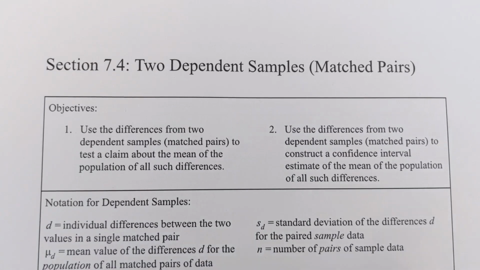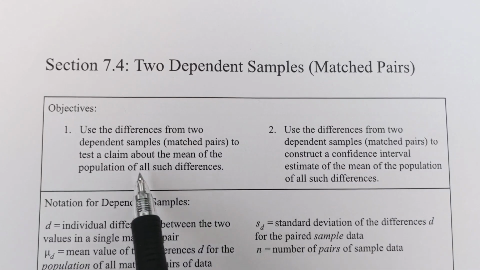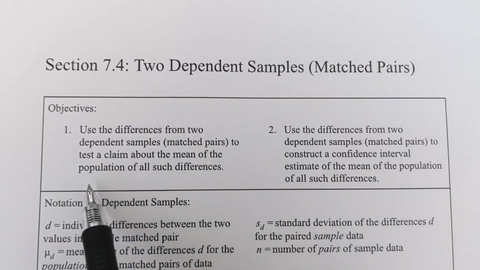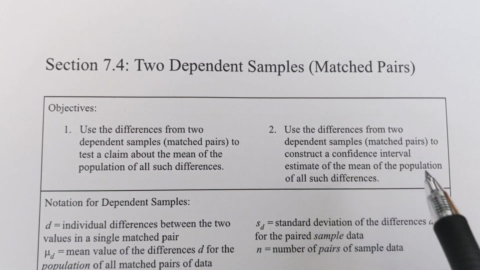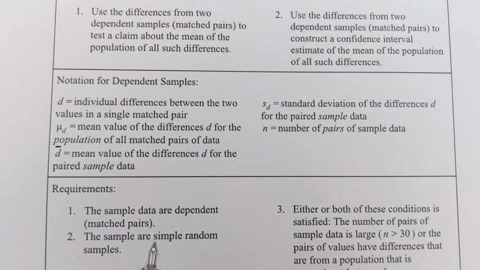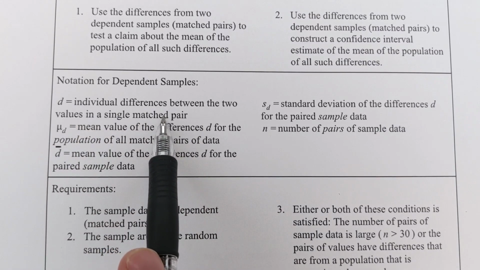All right, here we've got the notes for section 7.4, two dependent samples, if you have matched pairs. Use the differences from two dependent samples to test a claim about the mean of the population of all those differences, and to construct a confidence interval. So, notations: d, the individual differences between two values in a single matched pair.